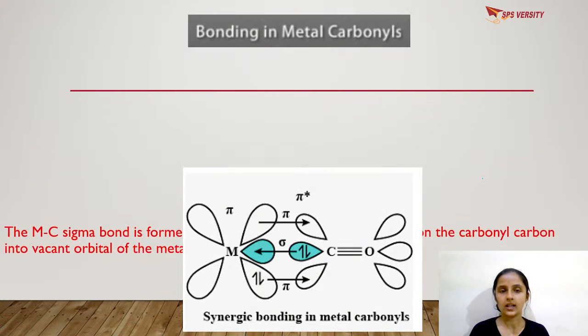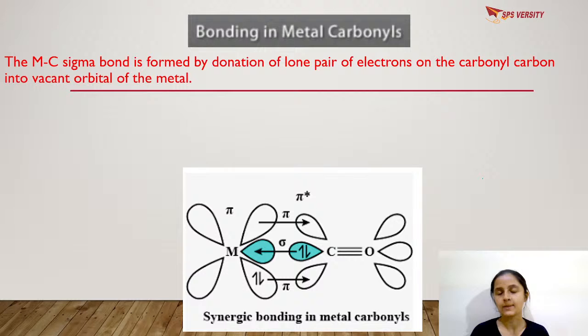Now we are going to see the bonding in the metal carbonyls. Actually, metal carbonyls are the complexes which are considered as homoleptic complexes. You know what exactly is meant by homoleptic, right? Homoleptic refers to the complexes where you only have one type of ligand, and here the ligands are carbonyls. So what's so special about these ligands? Can you tell me that?